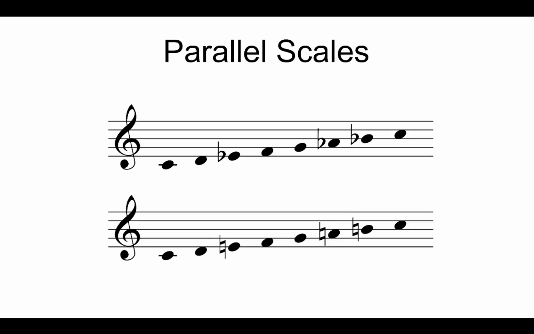A parallel scale is a scale sharing the same tonic. For example, a C major scale is a parallel major of C minor, and the parallel minor of C major is C minor. C major scale sounding like this, while C minor sounds like this.